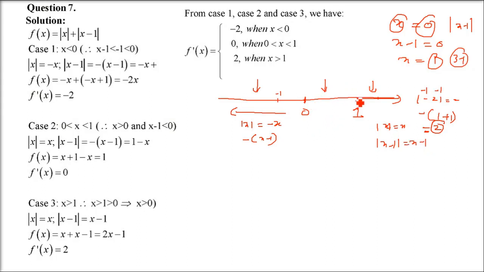When coming to 0 to 1, so what will be the value? Because it is already greater than 0, we don't have a problem with mod x.